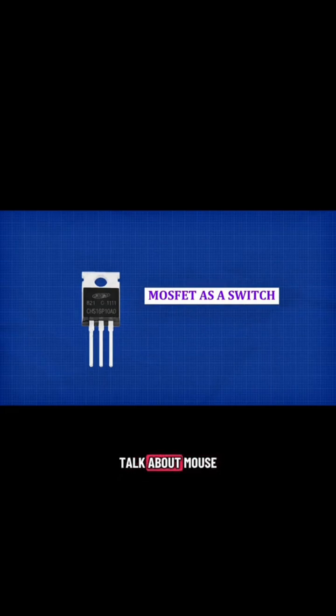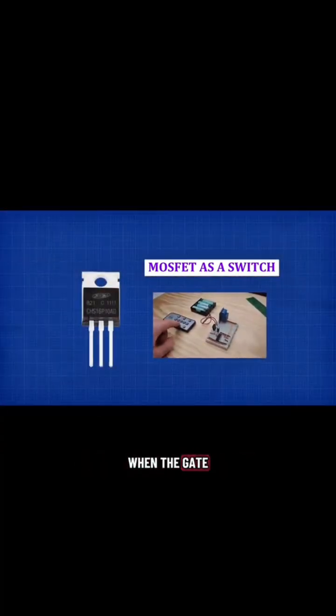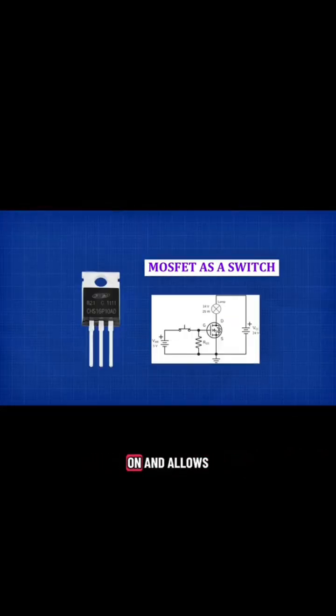Now let's quickly talk about MOSFET as a switch. Imagine you want to turn a lamp on and off using a microcontroller. The microcontroller cannot directly supply large current. So what do we do? We use an N-channel enhancement MOSFET. When the gate receives a positive voltage above its threshold, the MOSFET turns on and allows current to flow to the lamp. When the gate voltage is removed, the MOSFET turns off and the lamp goes off. That is clean, fast, and efficient switching.